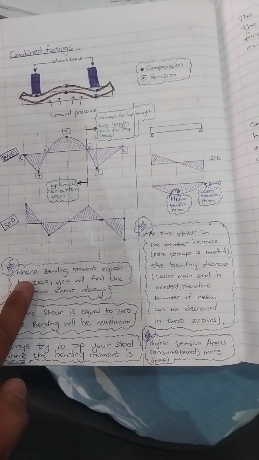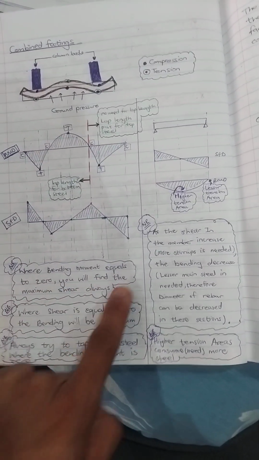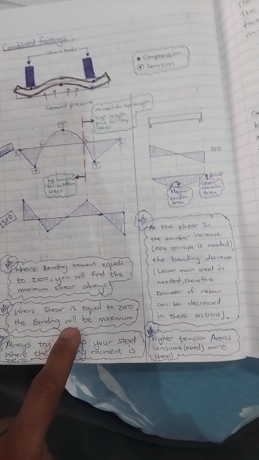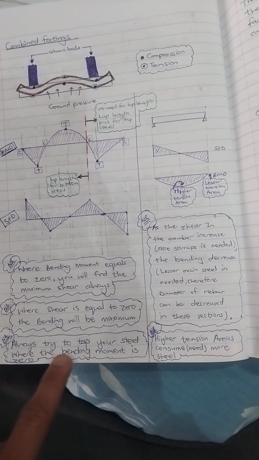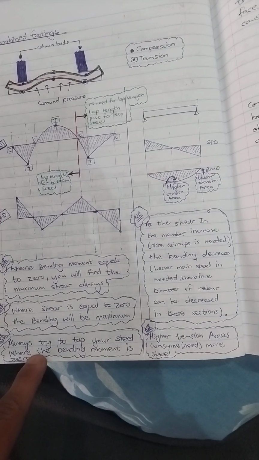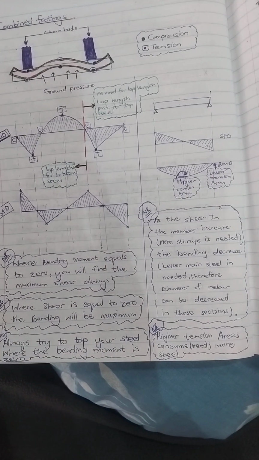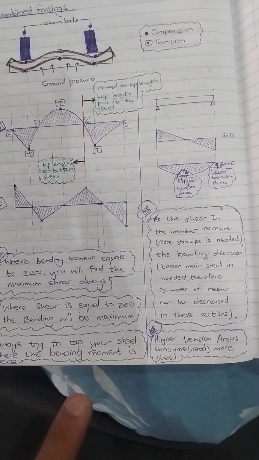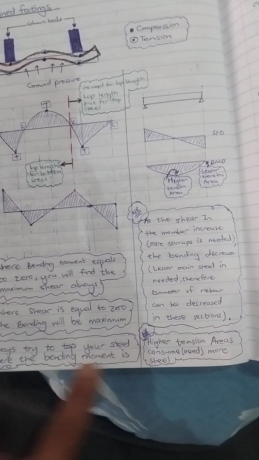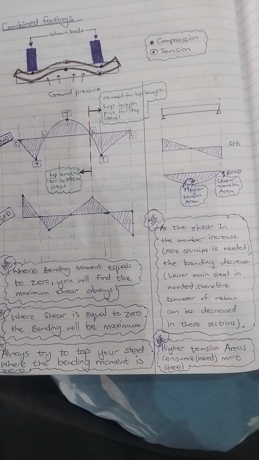So what I stated here was: where bending moment equals 0, you will always find the maximum shear. Where shear is equal to 0, the bending will be maximum. Always try to lap your steel where the bending moment is 0. I made a mistake there, it said tap; it's supposed to be lap. Because then you don't have any tension there.